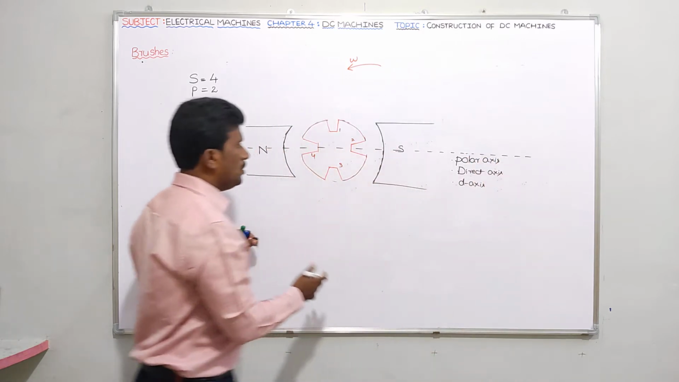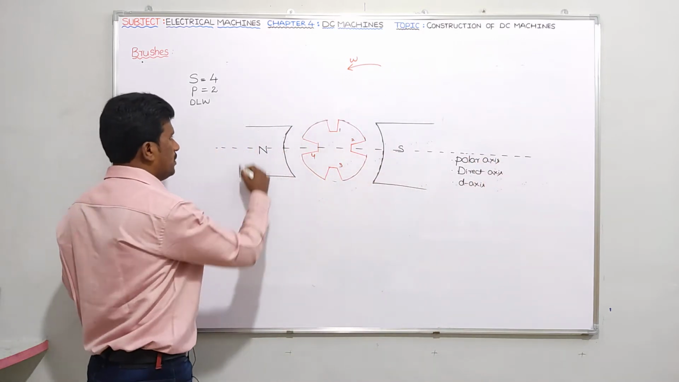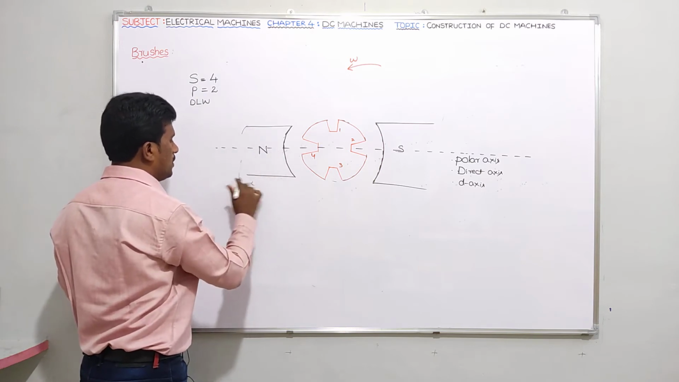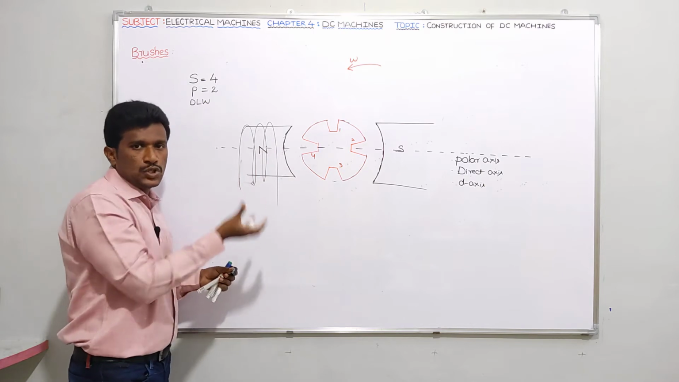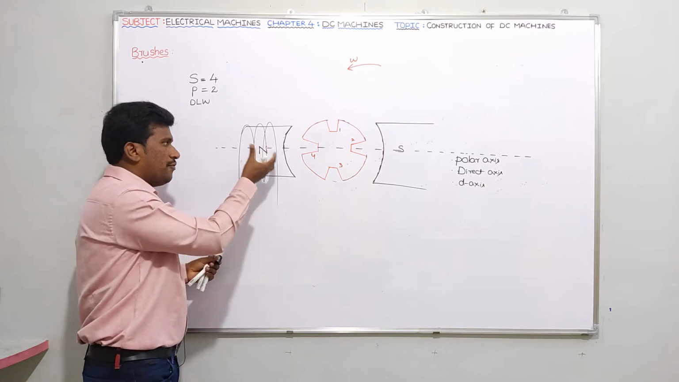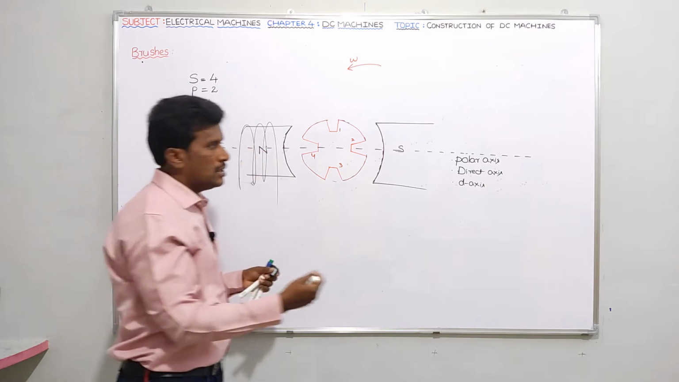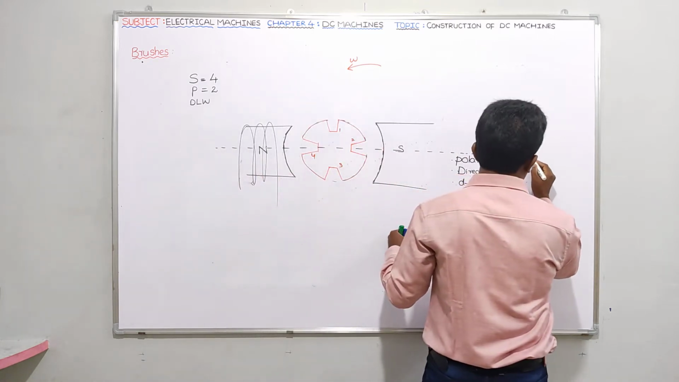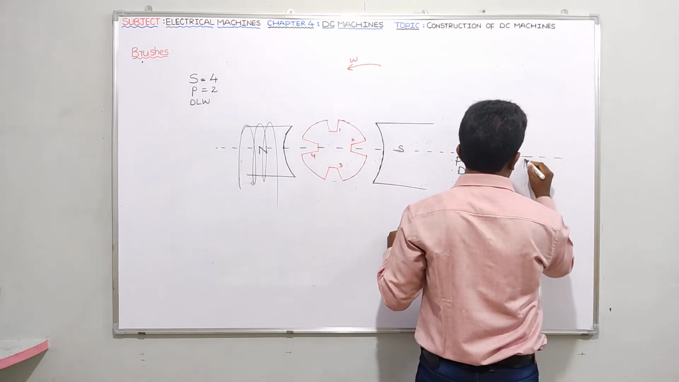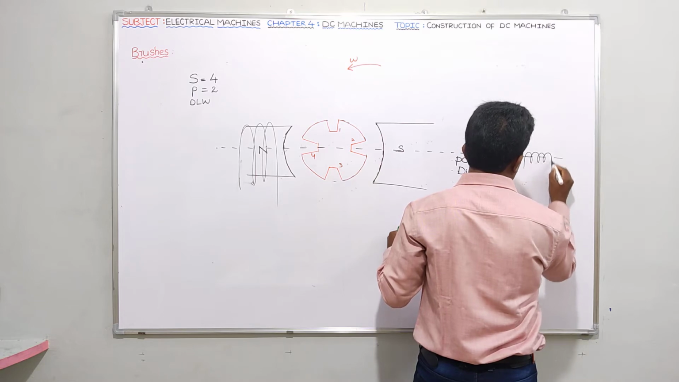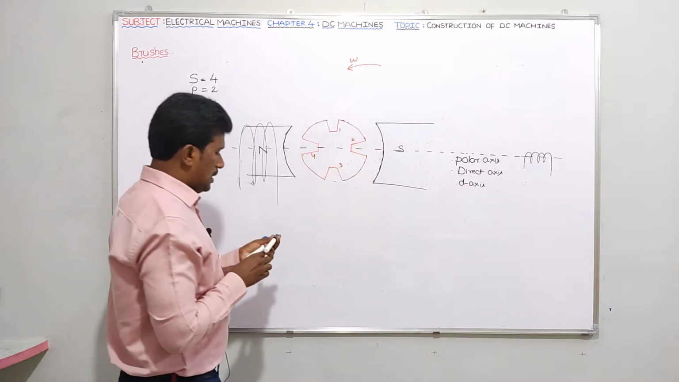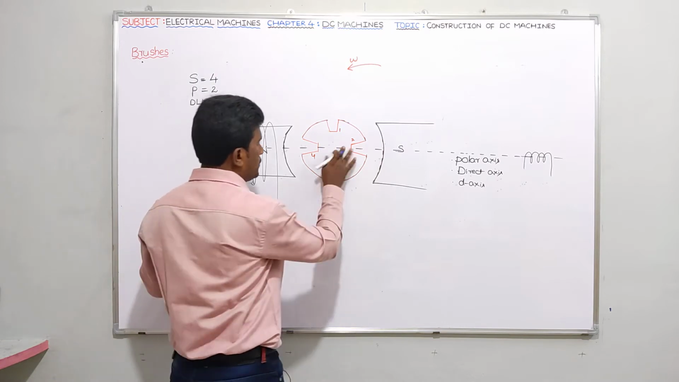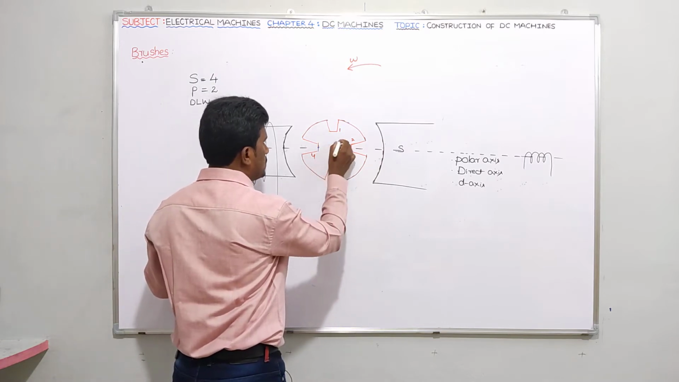Generally, in a DC machine, you have to place field winding in the stator. Here field poles will be attached to the stator, and in those field poles you are placing field winding. That means generally our field winding will be placed along which axis? Along the polar axis, like this. Is it clear? Right.